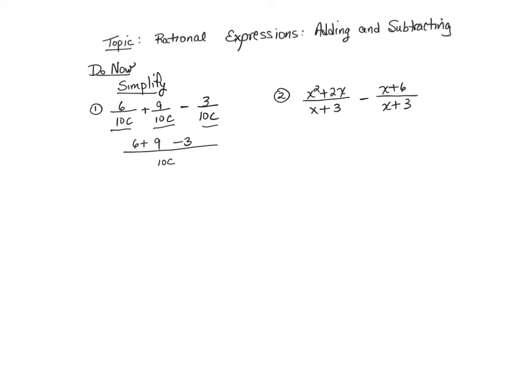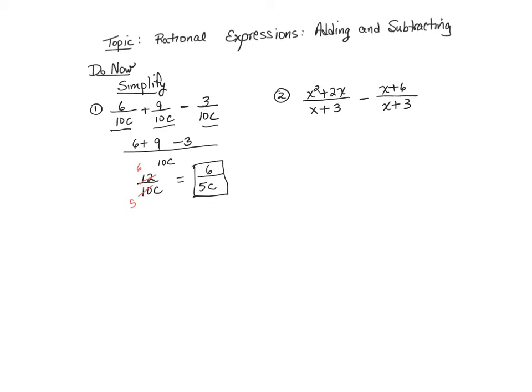So the answer here would be 15 minus 3 is 12 over 10c. And of course, we could simplify that by dividing through by 2. So we get a 6 and a 5 here. And the answer in simplest form would be 6 over 5c. And here is our answer. And it's understood that c is not equal to 0. All right, now let's take a look at the next one.